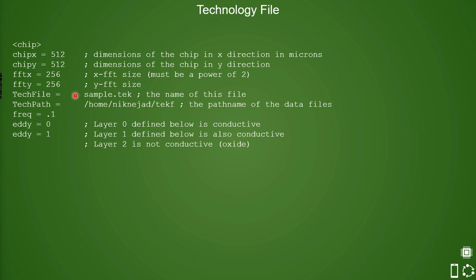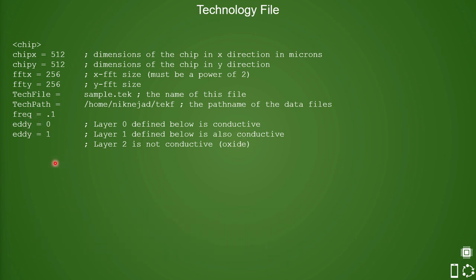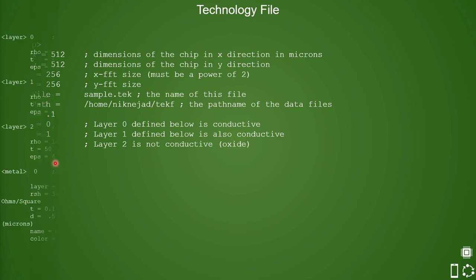In addition to all of this, we have here tech file, which is the name of the file, and tech path, which is the file path of the parameters of your technology file. Then there is frequency, which we have to mention here, the frequency of operation, and then we have AD layer related information here. There are more process specific parameters mentioned in the file, such as sheet resistance and sheet thickness of various layers. These technology files describe the generic CMOS and BiCMOS processes.